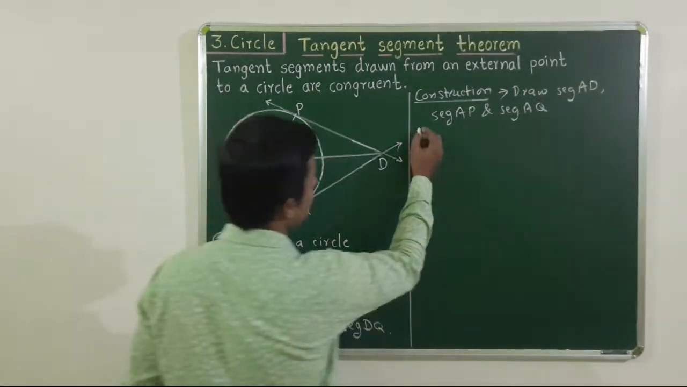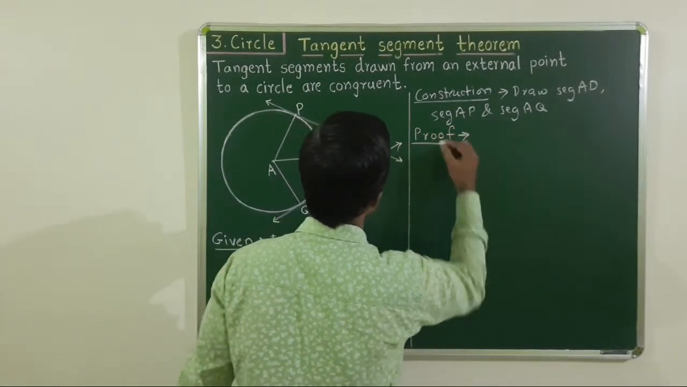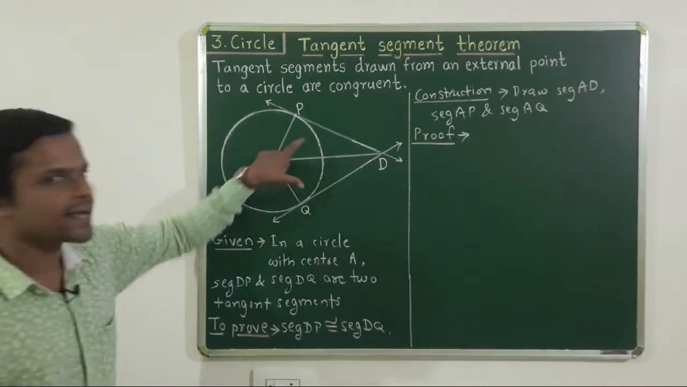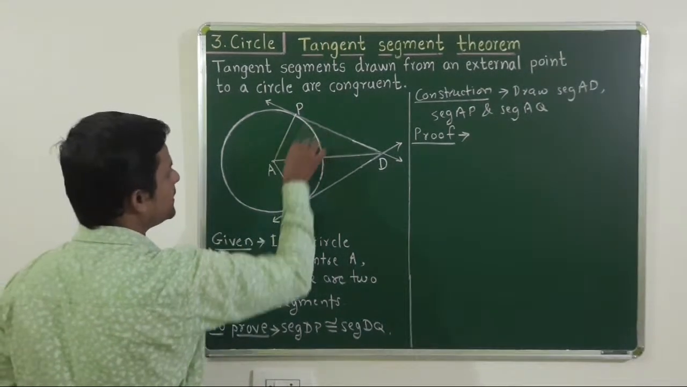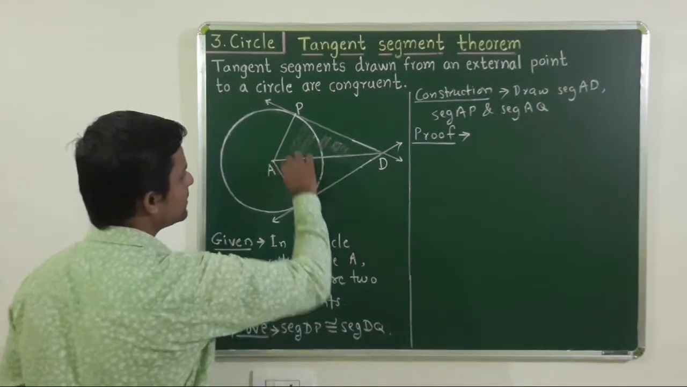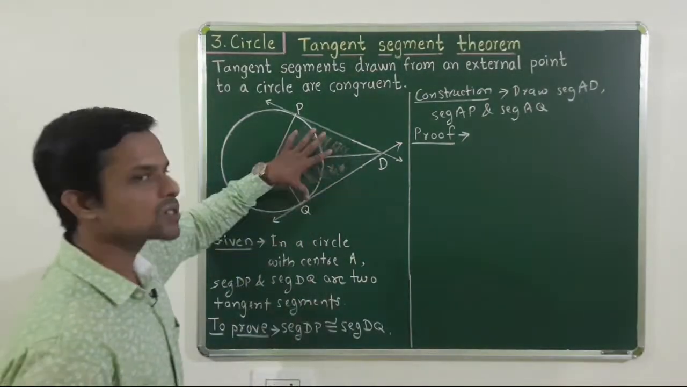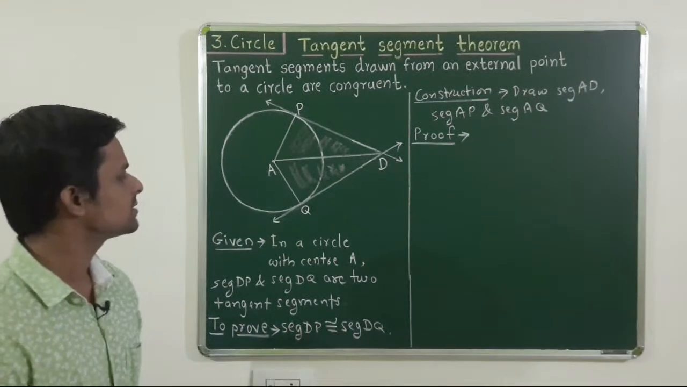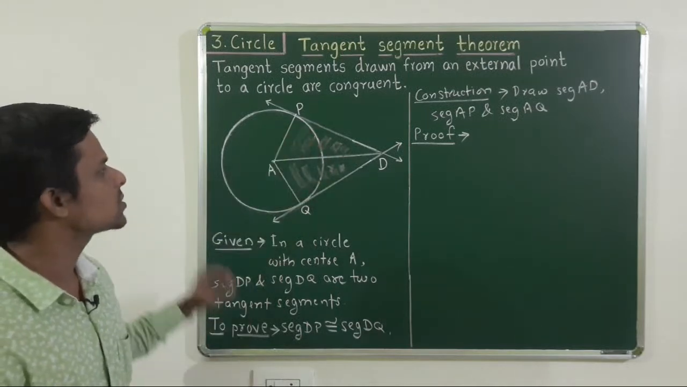Now the next and last step is proof. The proof is very simple. Because of this construction we have got two triangles. Observe these two triangles, that is triangle APD and triangle AQD. Simply we have to prove these two triangles congruent, then straightforwardly we will get the required result, that is DP is congruent to DQ. Our only target is to prove these two triangles congruent.